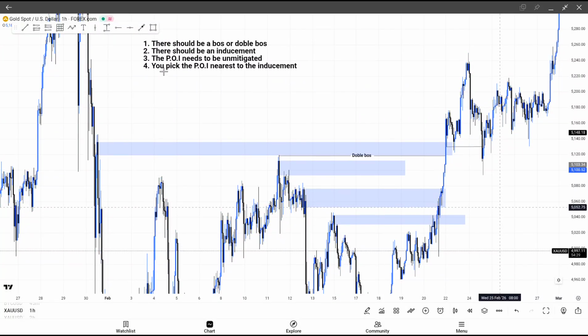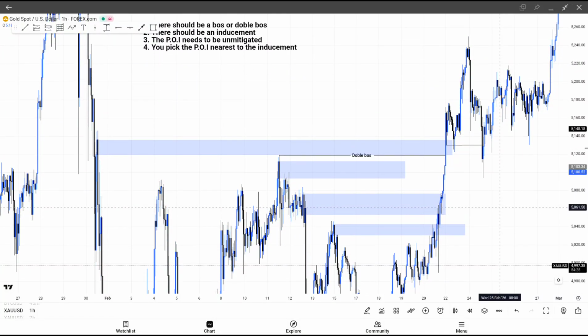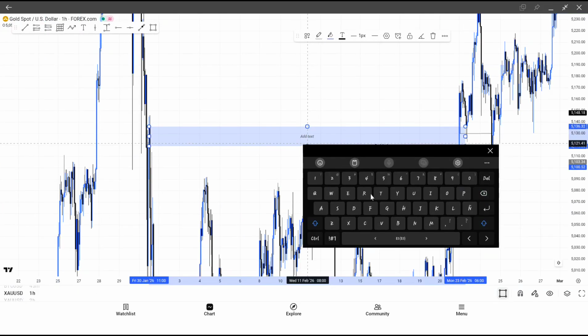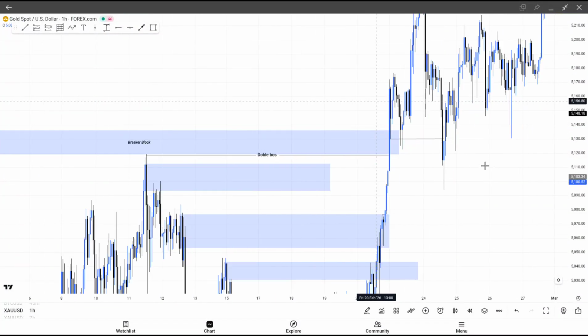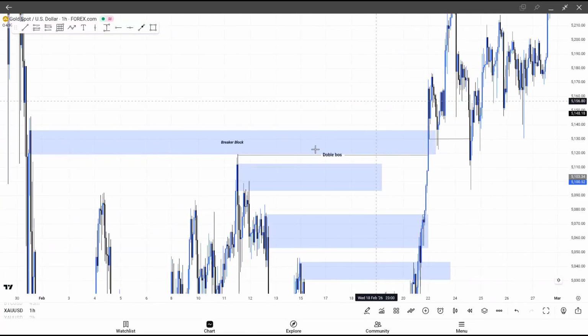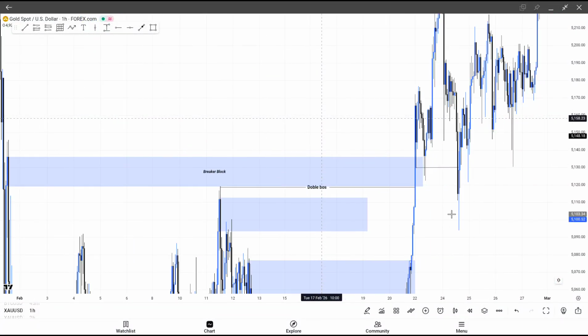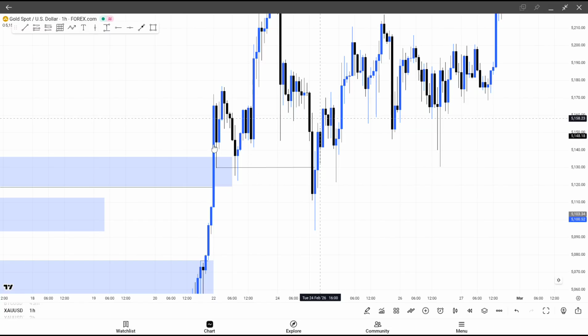The fourth rule says pick the point of interest nearest to the inducement. So if you check well, this breaker block above here has been mitigated by the inducement, so it is not valid, because the third rule says the point of interest needs to be unmitigated, and this one has been mitigated by the inducement. You see that the inducement came to mitigate that price and use it.